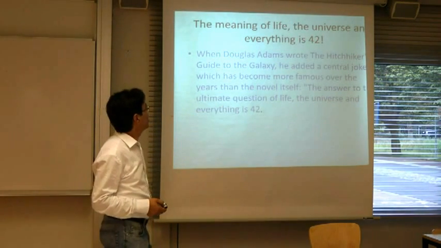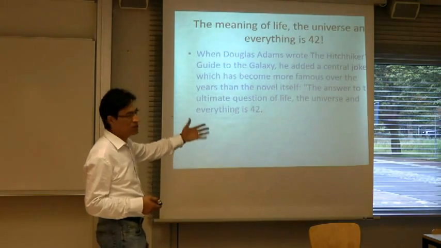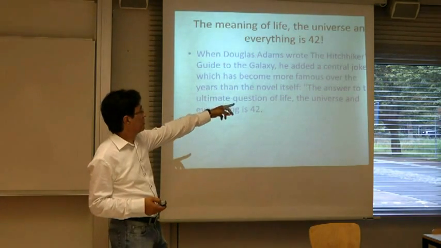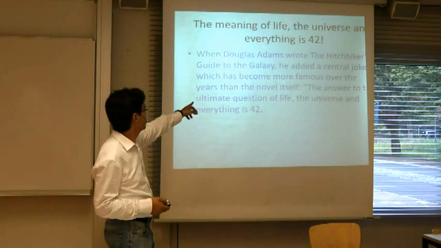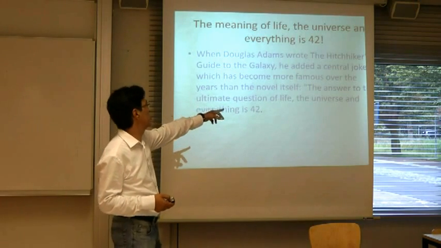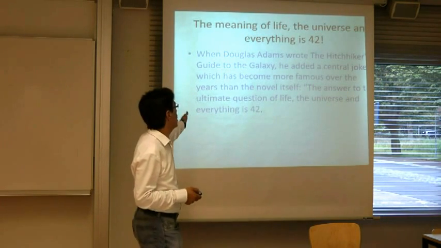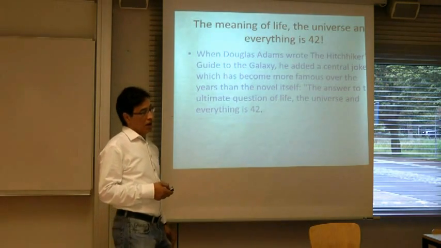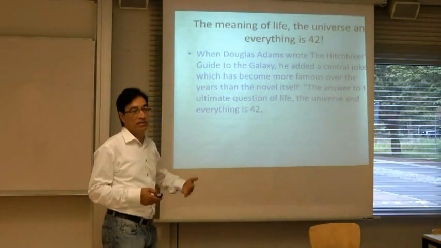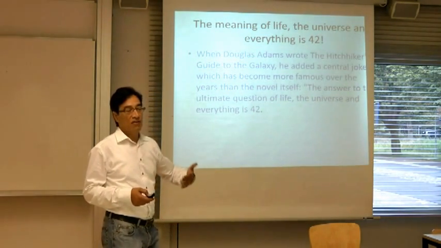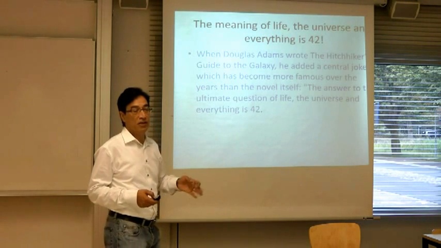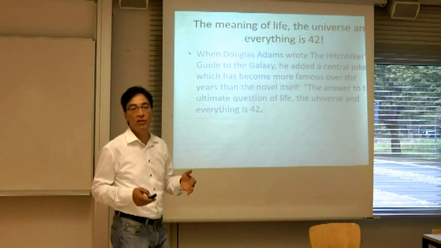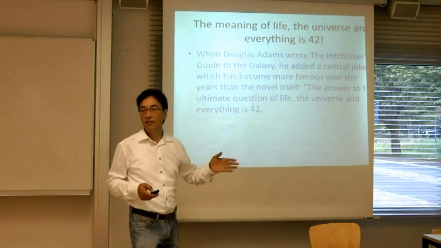Douglas Adams wrote The Hitchhiker's Guide to the Galaxy and added a central joke, which has become more famous over the years than the novel itself. The answer to the ultimate question of life, the universe, and everything is 42. I checked Google, and you can Google it: hundreds, thousands of articles and papers say the meaning of life is 42, and they bring a lot of scientific and especially mathematical evidence for it.